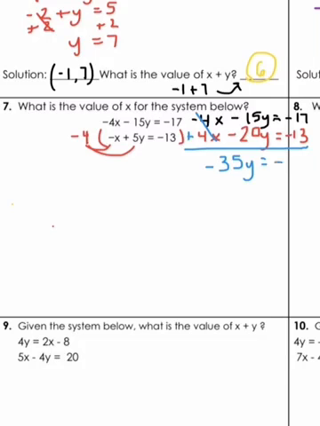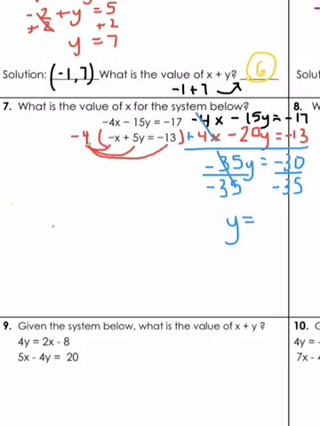So that's going to give us negative 30. We're going to divide by negative 35 on both sides. And that gives us, let me make sure I didn't mess this up. Oh, that's why. I know what I didn't do. I knew I made a mistake.